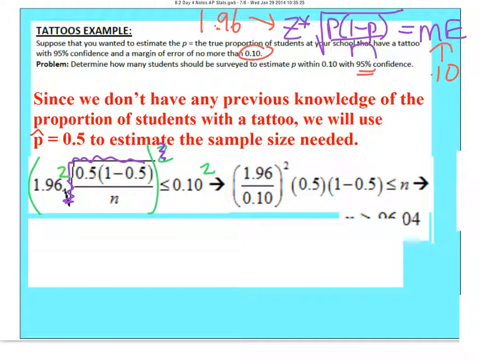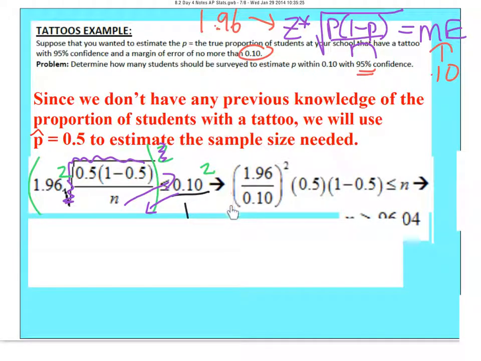So now what you're going to see that they've done is they're going to come on in here, and they are going to basically cross multiply. So they're going to move the n up, and they're going to move the 0.10 squared down. So what you see here when the n comes up, it's over here. You're going to see this 0.10 squared come down, and you see that grouped here. And then remember, the square root was removed, so we have that.